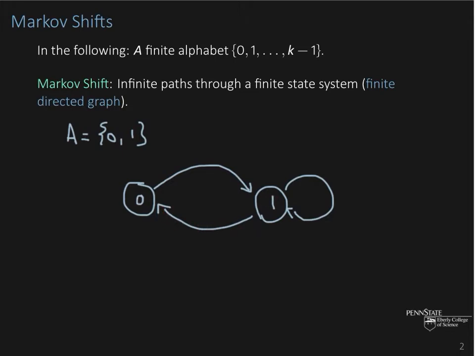For instance, we could start at 0, go to 1, go back to 0, go back to 1, stay in 1, stay in 1, go to 0, and so on. So this way we would obtain the sequence 0, 0, 1, 0, 1, 1, 1, 0, and so on. Another way, we could start at node 1 and just stay there all the time. So this would also be in the Markov shift.